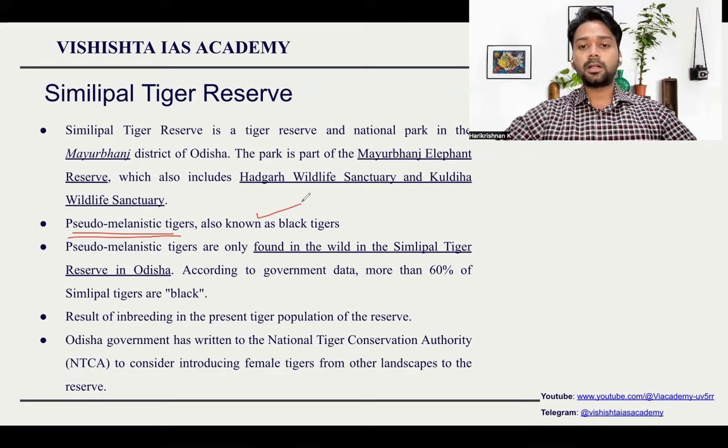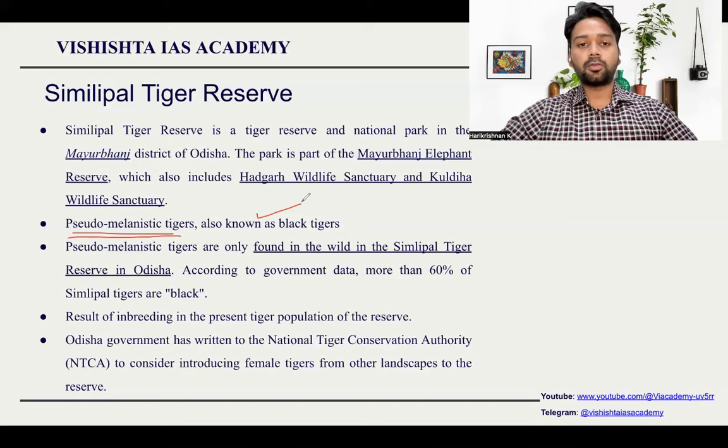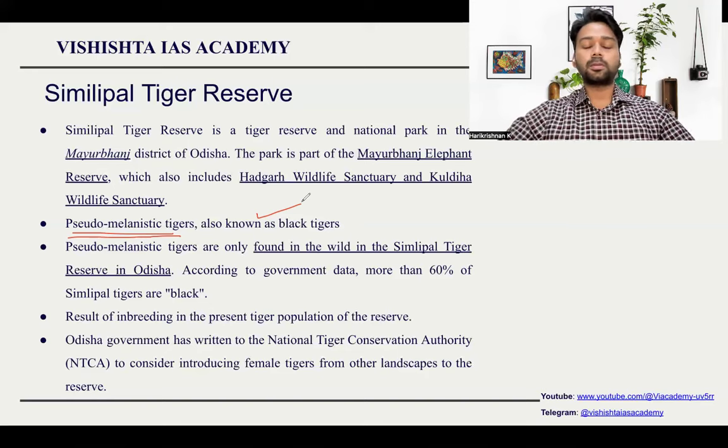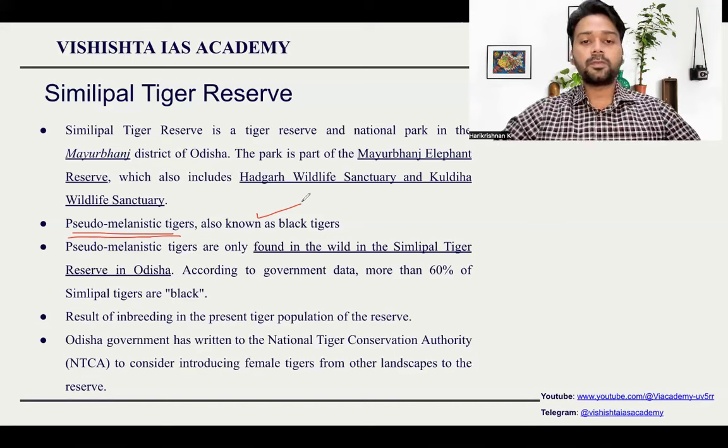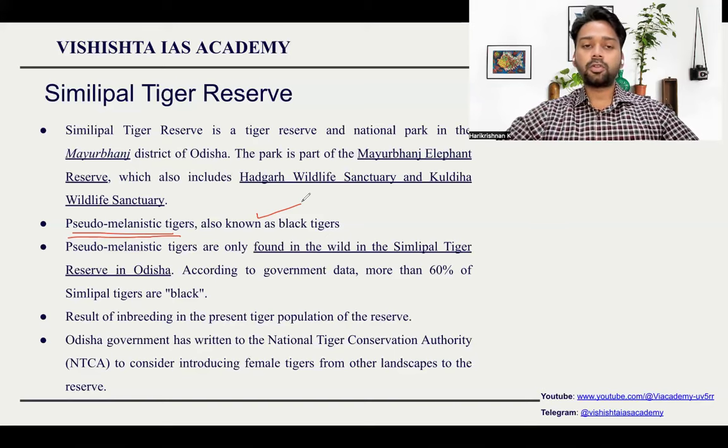So the Odisha government has asked the National Tiger Conservation Authority to ensure some other tigers from some other part of the country should be introduced into Simlipal Tiger Reserve, so there will be more genetic diversity. But from an examination point of view, all you need to know is it is in Simlipal Tiger Reserve. We have melanistic tigers in the wild.